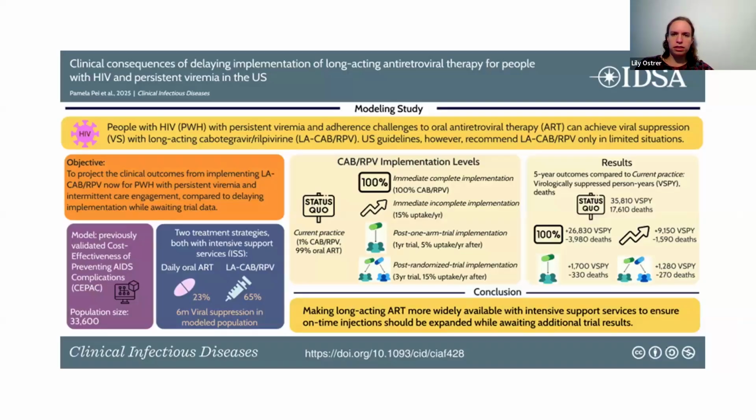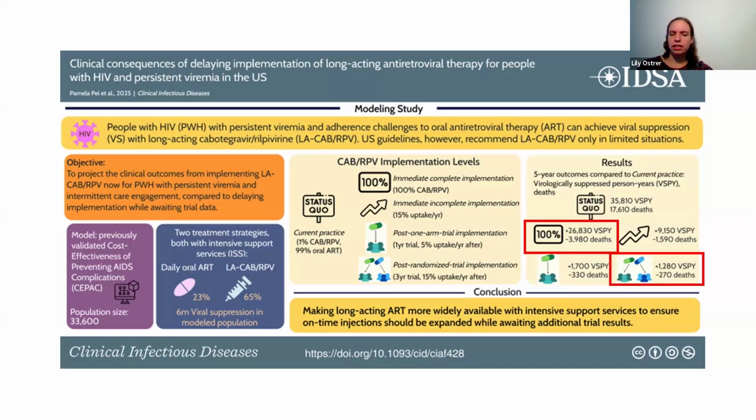This was a modeling study that was published last year. Sorry, I know it's a bit of a busy slide, but essentially this modeling study was looking at different scenarios of implementing long-acting cabotegravir-rilpivirine among people with persistent viremia and with adherence challenges to oral ART. They looked at an immediate implementation and found that it would avert nearly 4,000 deaths and lead to an increase in what they called virally suppressed person-years of nearly 27,000.